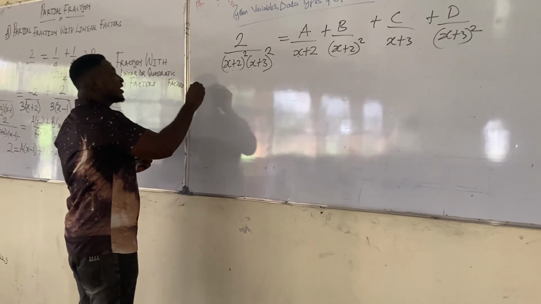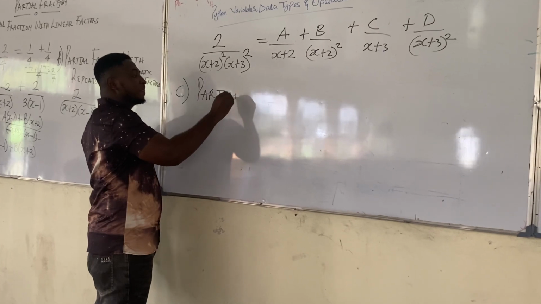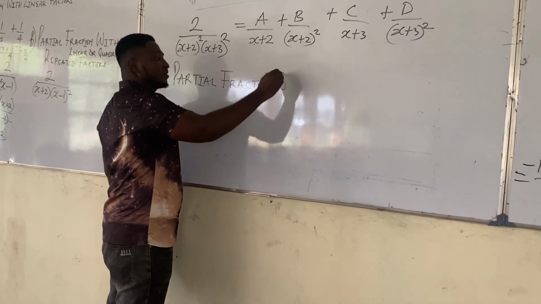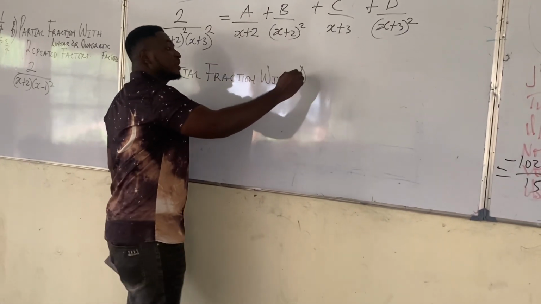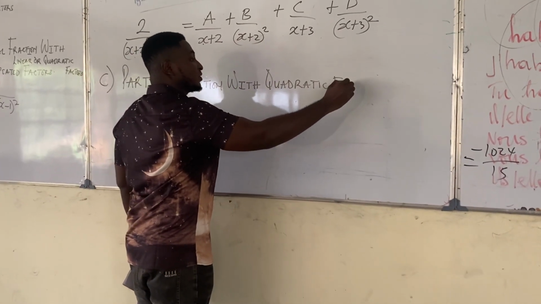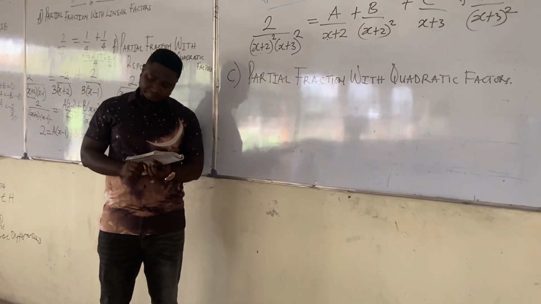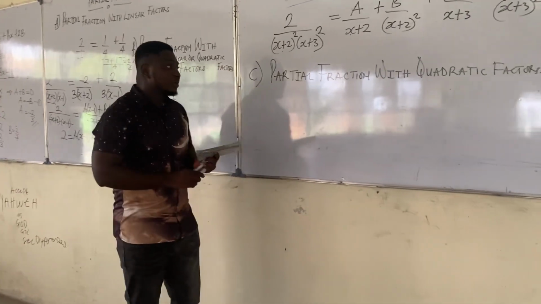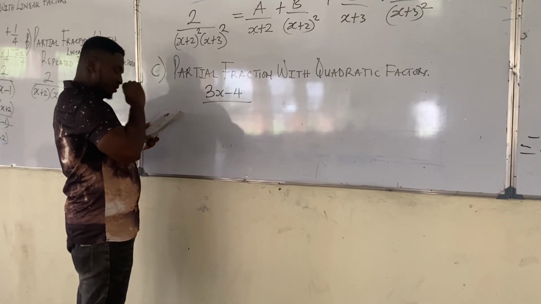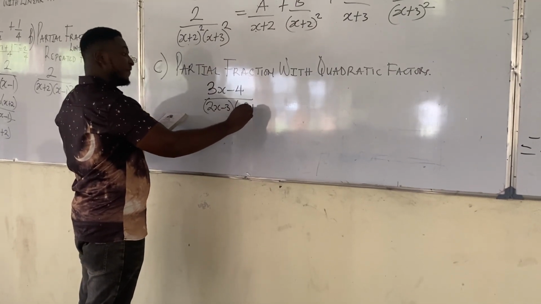The last one is partial fraction with quadratic factors. Please pay attention carefully. Class, look at this partial fraction: 3x minus 4 all over 2x minus 3 into bracket x squared plus 5.